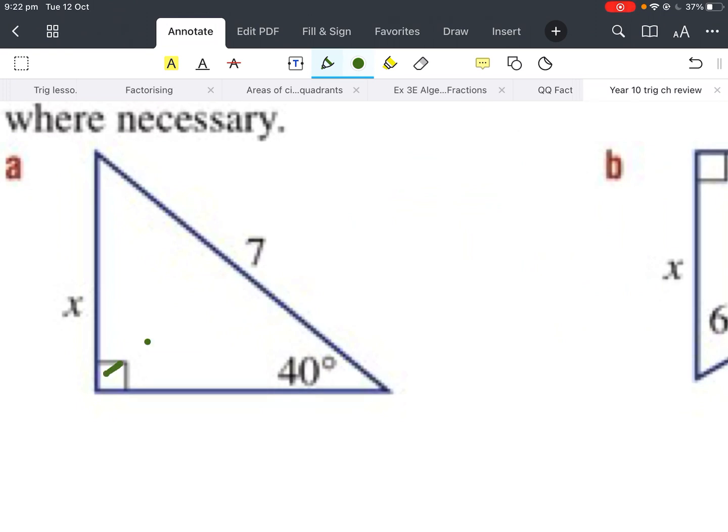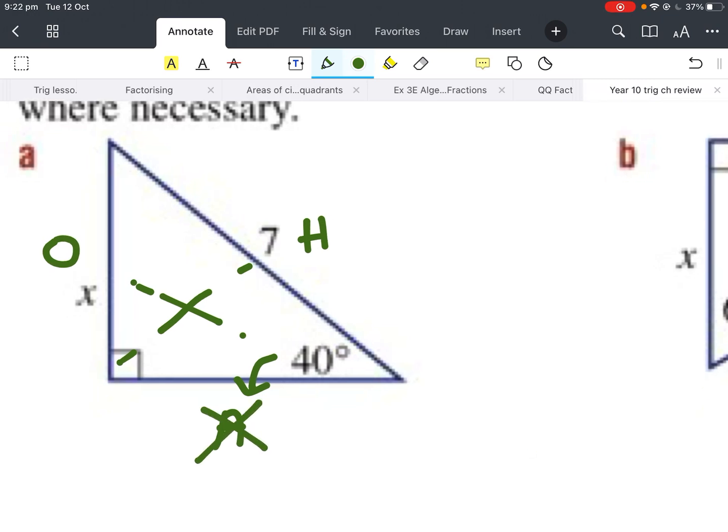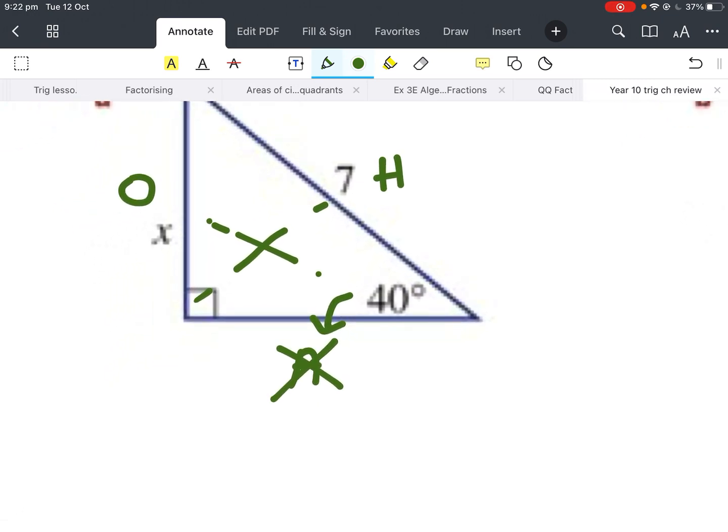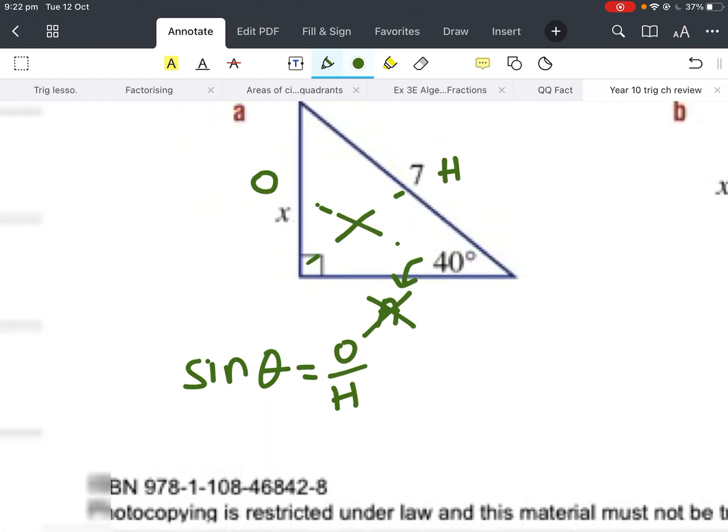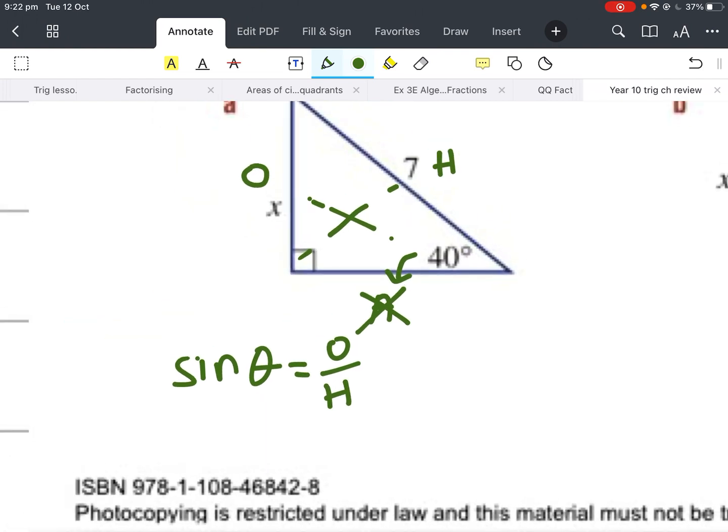Opposite the right angle is the hypotenuse. Next to the degrees is the adjacent. And the last one left is the opposite. Now there's no number or letter on the adjacent, so we're not going to use that. So which one out of SOHCAHTOA uses O and H? Hopefully you said sin. Sin theta equals O over H. So I'm going to put all the numbers and letters where they need to go. So sin, the theta is the 40 degrees.